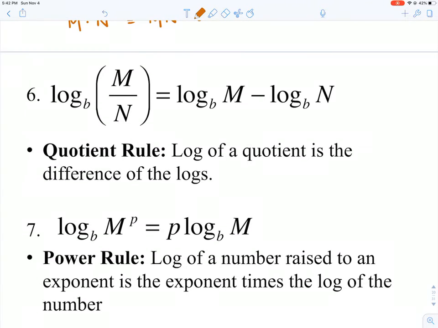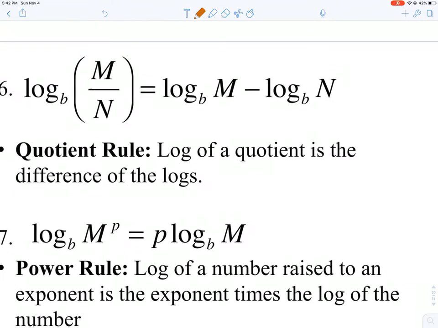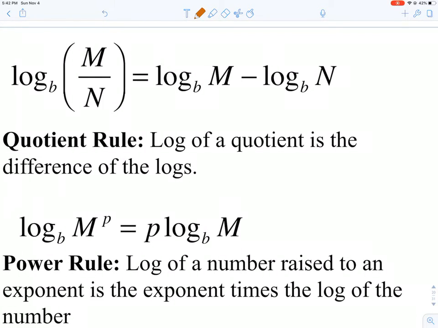Similar thought process in the proof that the left-hand side equals the right-hand side for the quotient rule. b raised to this power, so b to the log base b of m minus the log base b of n equals the quotient m over n.